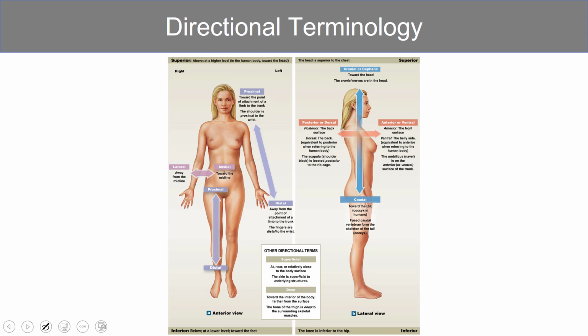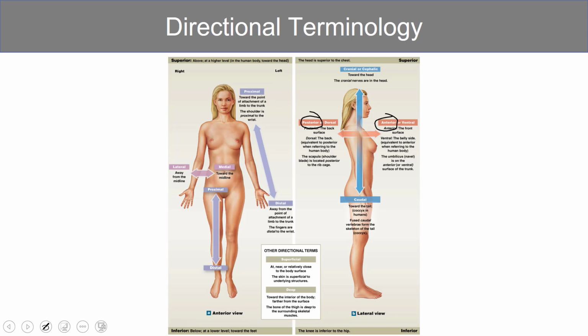Other terminologies that we use frequently are directional terms. And this figure outlines a lot of these directional terms. And again, start working on them now. They're going to come up time and time again on various exams. So the way that these work, they come in pairs. Here we have anterior and posterior. Anterior refers to towards the front, while posterior is towards the back.